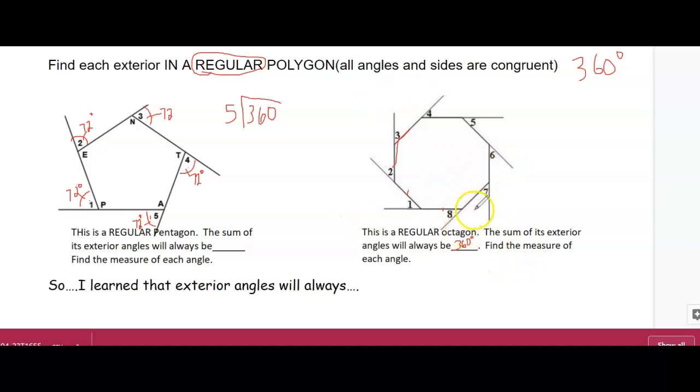The sum. So what is each one? If this is a regular polygon, what is each one? Good, you're going to divide 360 by the number of angles. There's 8 of them, so you're just going to divide by 8. What would you get? Go ahead and figure that out. And that's all we learned today. So what do exterior angles always equal? And how do you find each one if it is a regular polygon?